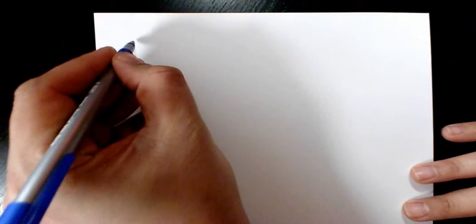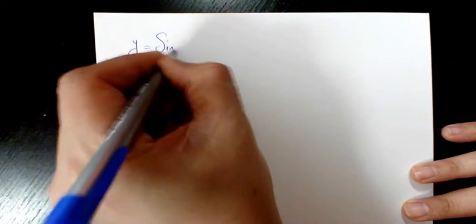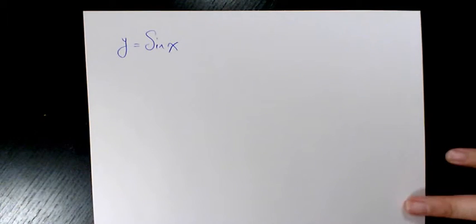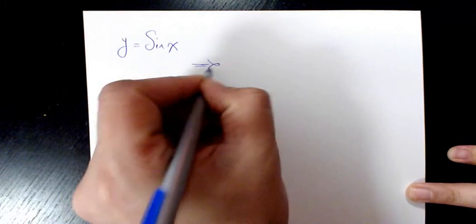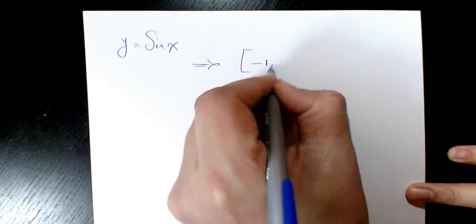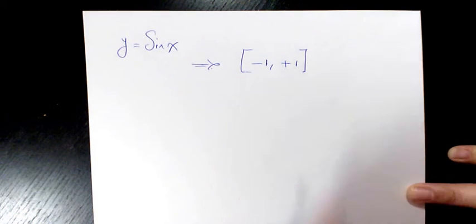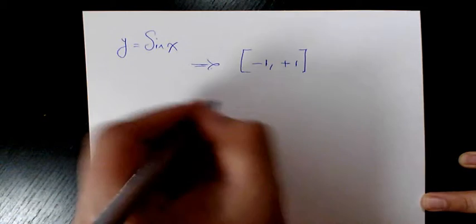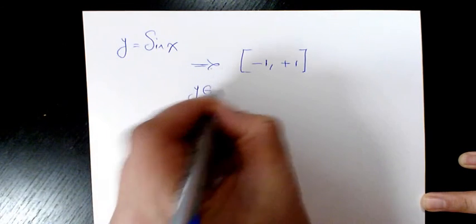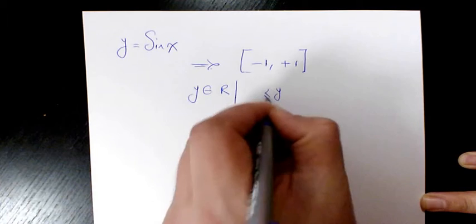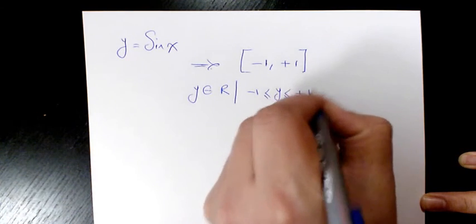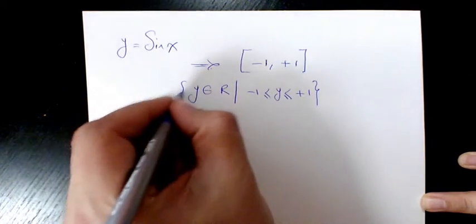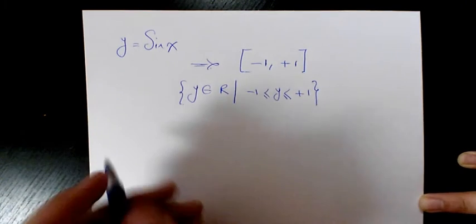Welcome to another video. In this video I want to talk about minimum and maximum values for trigonometric functions. I start with sine functions. So for the sine function, the minimum value is -1 and the maximum value is +1. So basically the range is going to be y ∈ ℝ, such that y is between -1 and +1. That's how we show it.